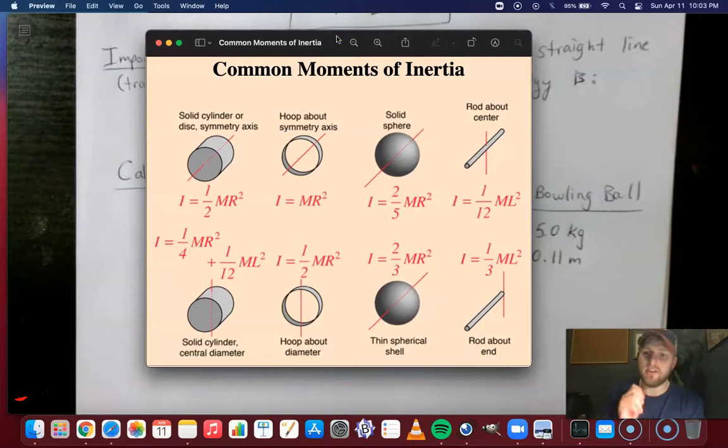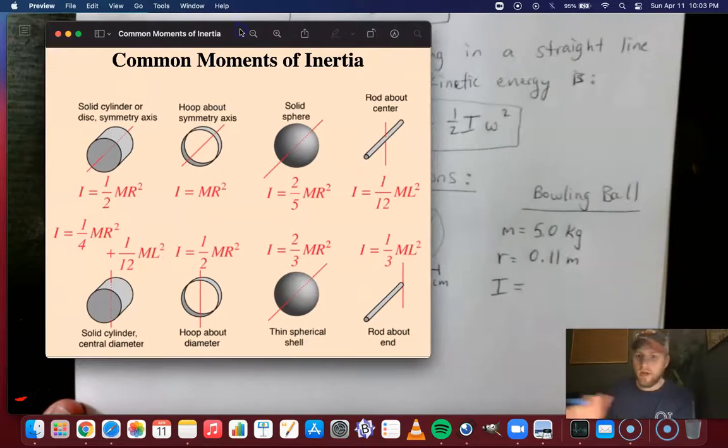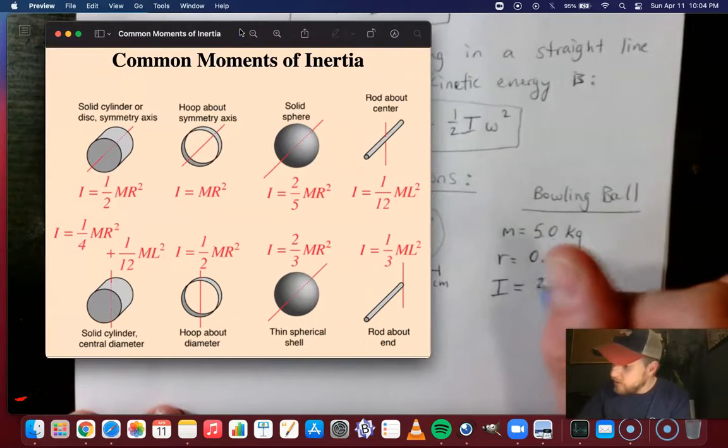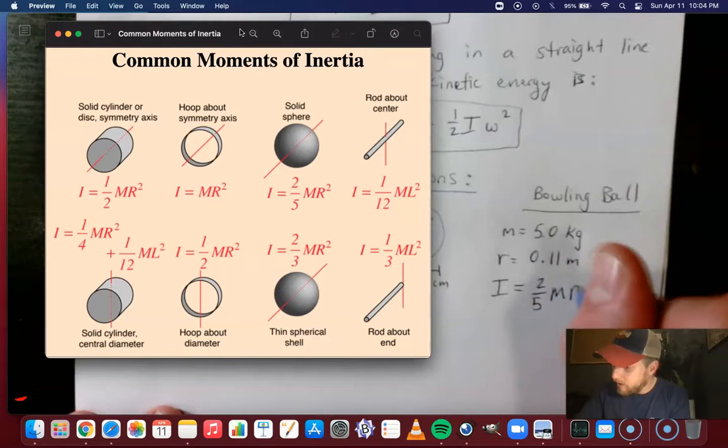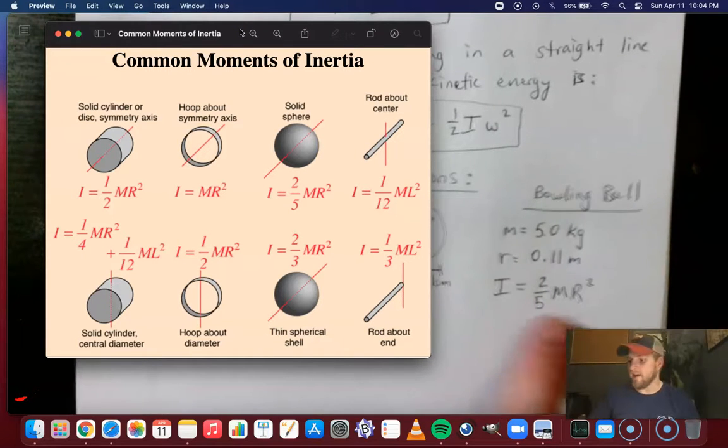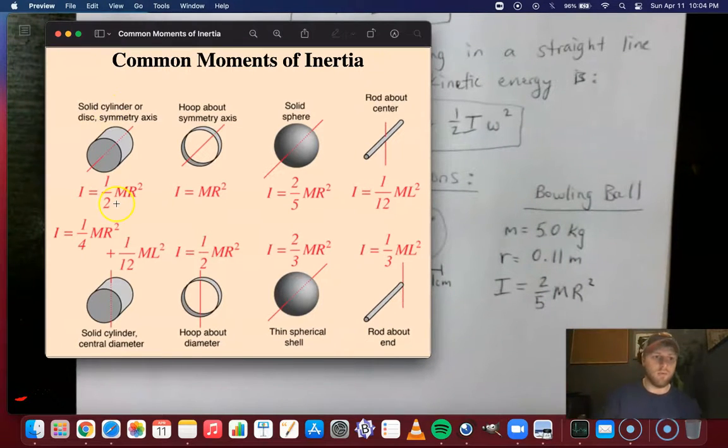So we need to scan this list and see what sounds most like a bowling ball. These 2 spheres seem like attractive choices. We've got a solid sphere and a thin spherical shell. We don't want the shell at all. We want a solid sphere because bowling balls are solid all the way through. And again, we're going to assume it's uniformly dense. So we'll go ahead and jot that down. Our moment of inertia is going to be 2/5 mr squared, and we're going to need to carry that number around as we move forward.